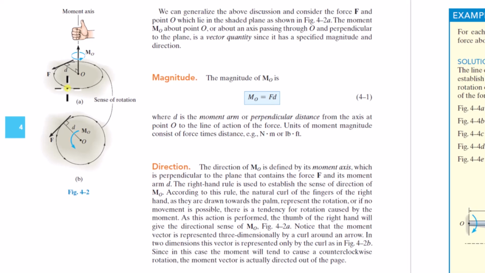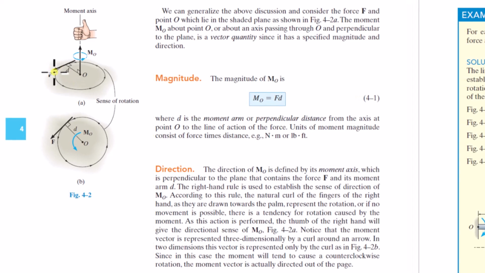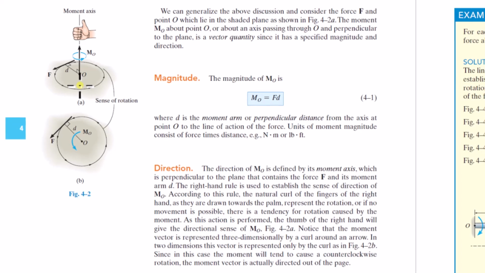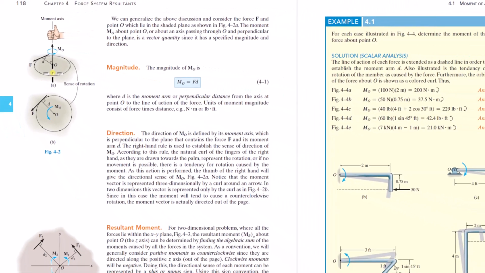It's F times D. And they give an example here. So you've got the force, and here's this distance. It's perpendicular to the force line of action and to the point. Or you can think about it instead of the point, the axis of rotation. And the axis of rotation is perpendicular to the plane that contains the moment arm and the force. You get that using the cross product, right? The cross product gives you a vector. The direction of the vector is perpendicular to the plane of the two vectors you're crossing.